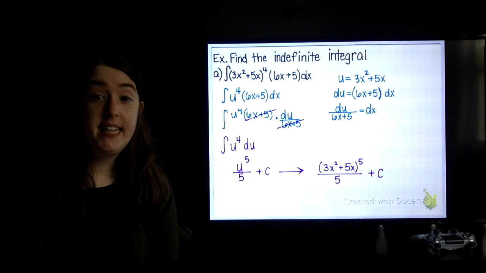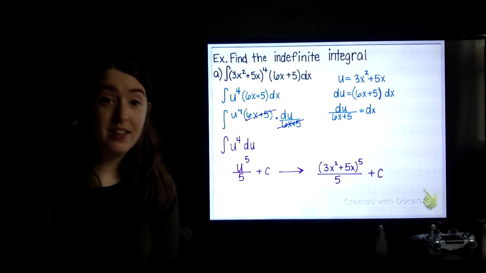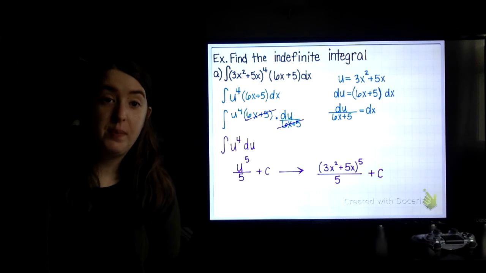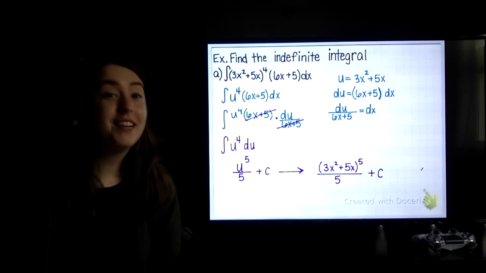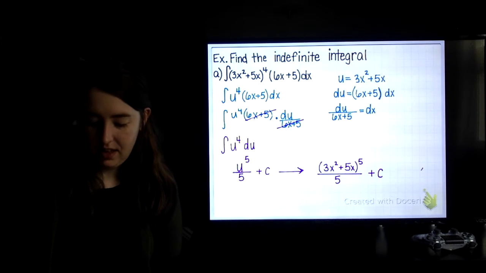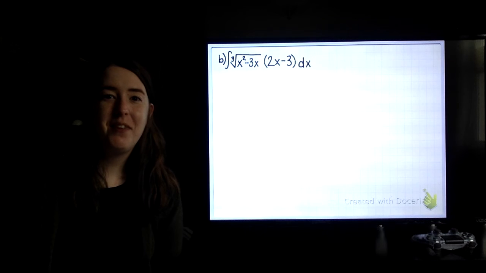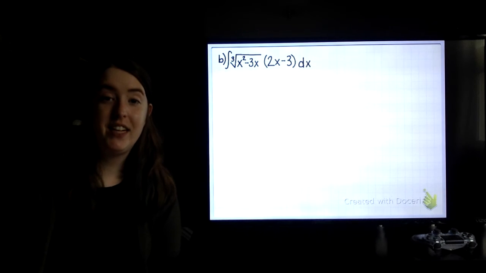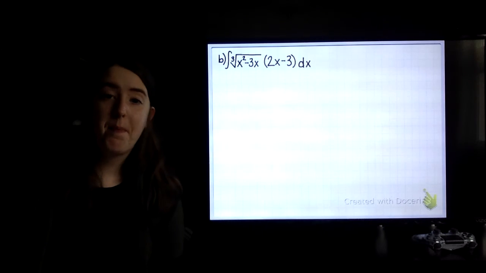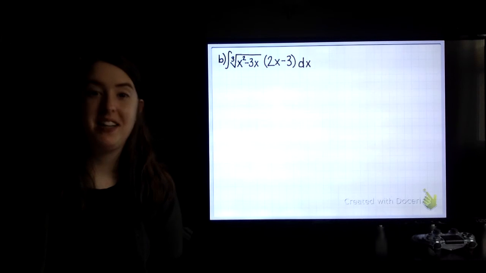So now that we've seen it in action once, we're going to look at a few more problems and practice it a little bit more. These definitely take some practice, but you'll get used to it, don't worry. All right, so here we've got another one. We want to find the indefinite integral of the cubed root of x squared minus 3x times 2x minus 3.